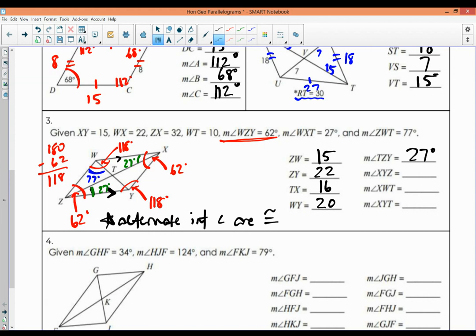And the next one, measure of angle XYZ. XYZ. We already found that. That's 118 degrees. Measure of angle XWT. XWT. All right, so this angle right here. So to do that, we just do 118 minus 77 and get 41.